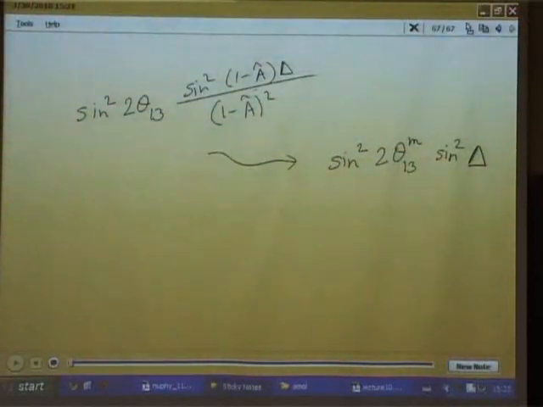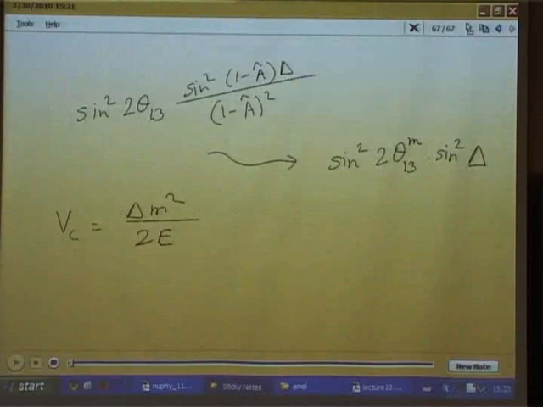Okay, so let me put this condition like this. What this means is, if you send neutrinos with different energies, for some range of energies, you will get a resonance. And the idea of resonance was that even if you have very, very small theta 1 3, at resonance you will always get significant oscillations.